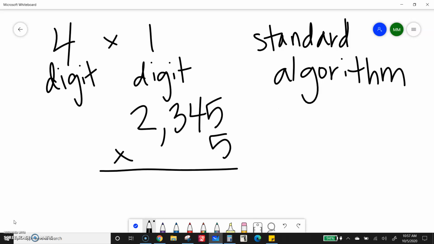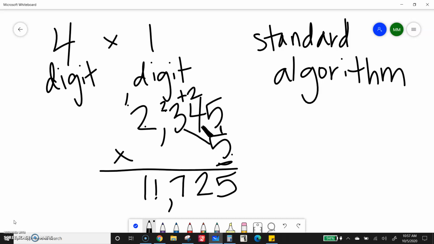All right. So first, I'm always multiplying by this 5. So I do 5 times 5, that's 25. So I write the ones digit and I carry the tens digit. Now I do 5 times my tens. 5 times 4 is 20, plus 2 is 22. 5 times 3 is 15, plus 2 is 17. And then 5 times 2 is 10, plus 1 is 11. So 11,725.